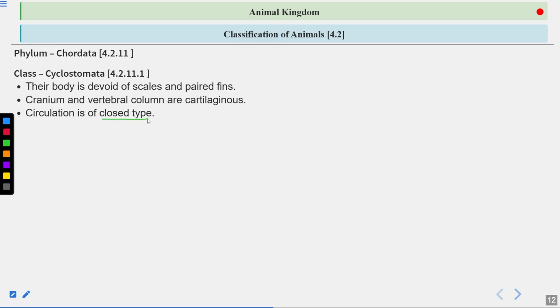Circulation is closed type. Again, they have a heart, and from the heart the blood vessels emerge and lead to certain organs, right? So they have a closed type of circulatory system.